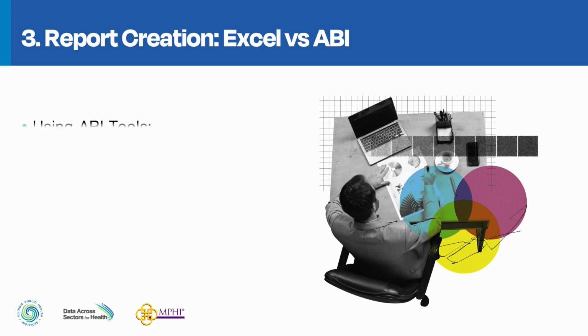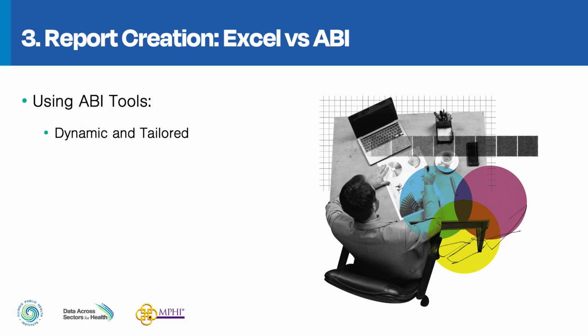With ABI tools, report creation can be dynamic and tailored. For instance, you could generate customized reports that include interactive charts tracking vaccination coverage by county, or highlight wins and health outcomes by race or geography. These types of reports allow you to speak directly to the needs of policymakers, community leaders, or health providers.